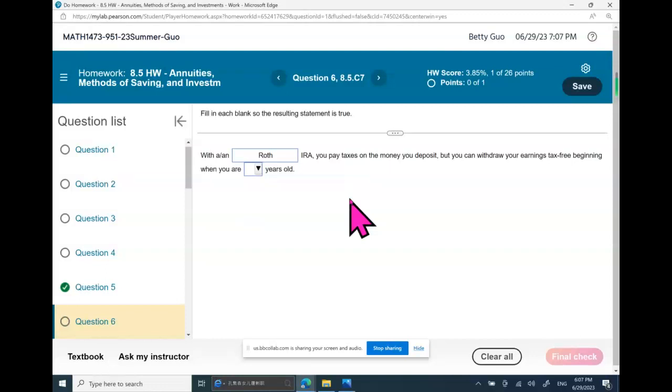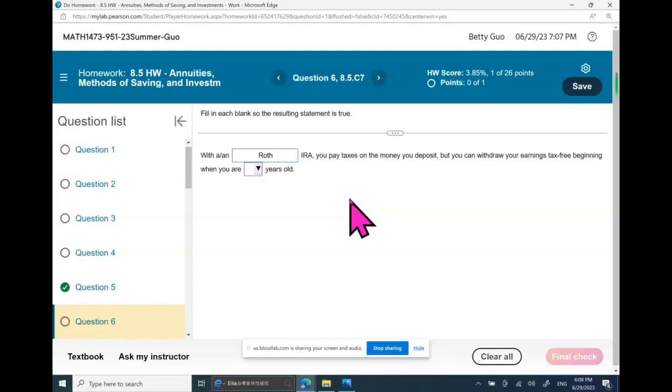Traditional IRA is designed for people who make more money when they are younger and make less money after they retire. The majority of us are in that case, right? But Roth IRA is different. Roth is the name of a senator. He was one of the sponsors or supporters of passing this new type of IRA, so they named this type of IRA after him.